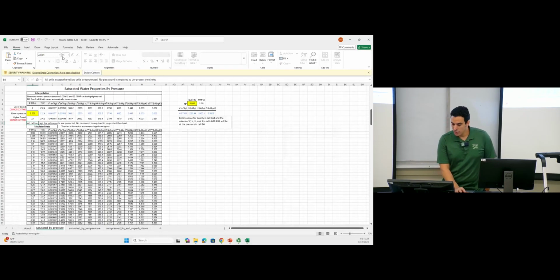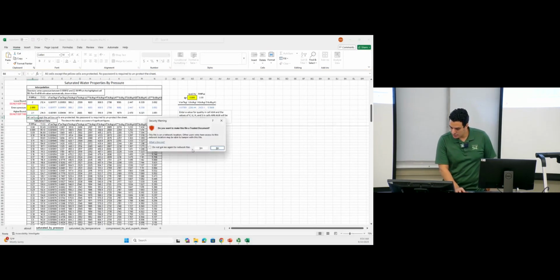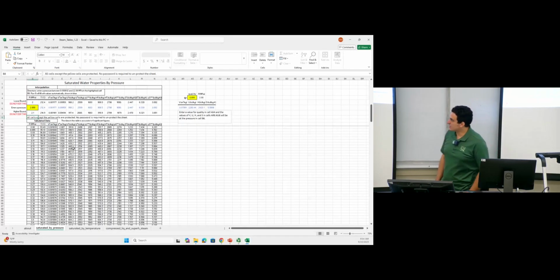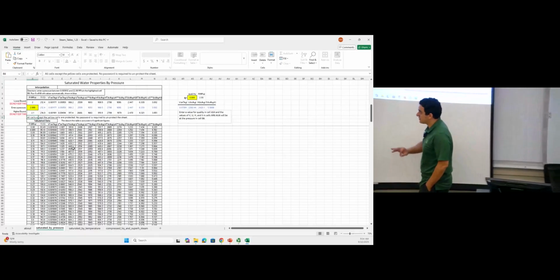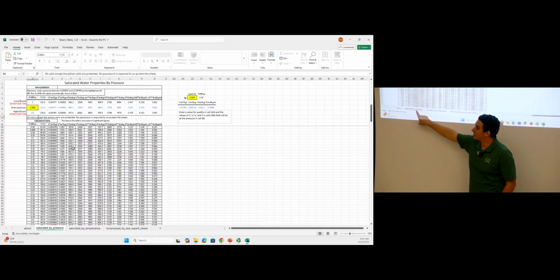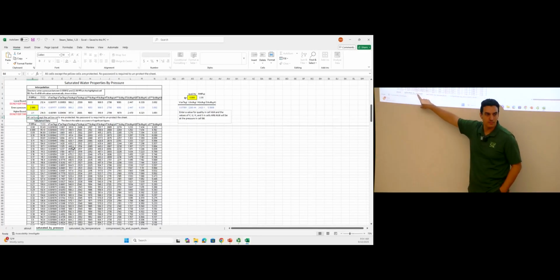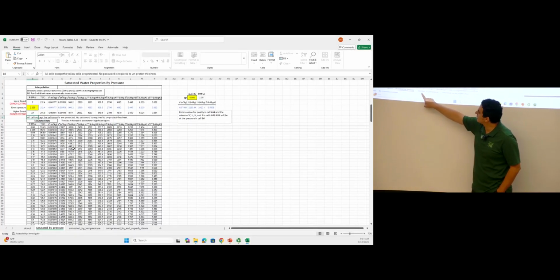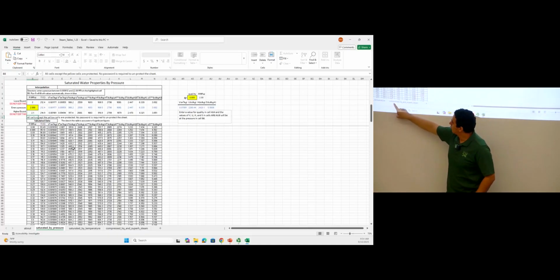Okay, so here, enable contents. Okay. So we have this Excel file. Here we have like 3 important tabs. This one is saturated steam by pressure, so this one represents A1. Here we have saturated by temperature, so this is A2. Compressed and superheated, A3 and A4, are together in this tab.